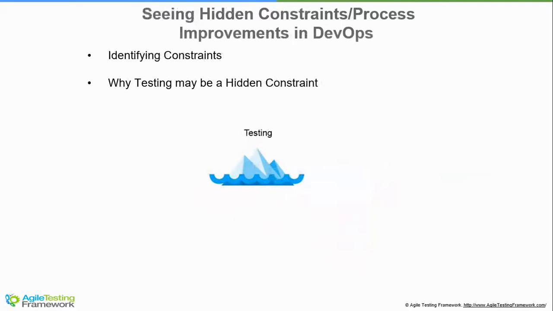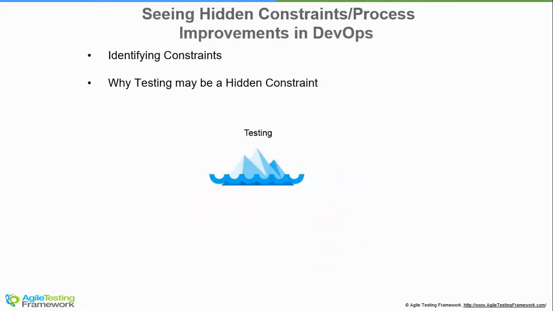So how do we see hidden constraints and process improvements in DevOps? When we create a value stream map in software development or apply the theory of constraints, we may have a hidden constraint or process improvement that we're not fully seeing. When using the theory of constraints, we will probably identify testing in our process as one of our constraints. And with value stream mapping, we'd probably identify it as a process improvement.